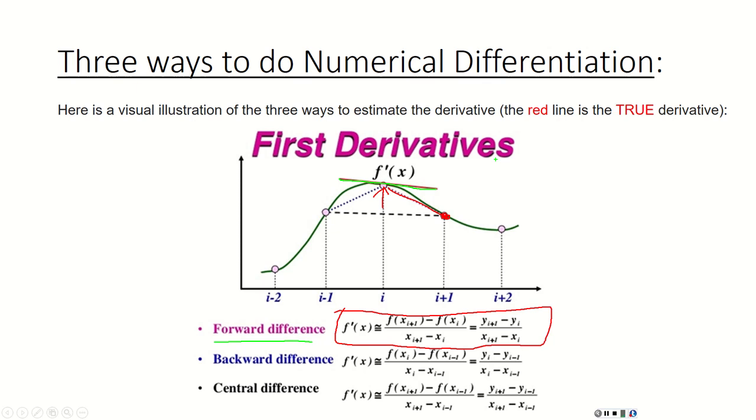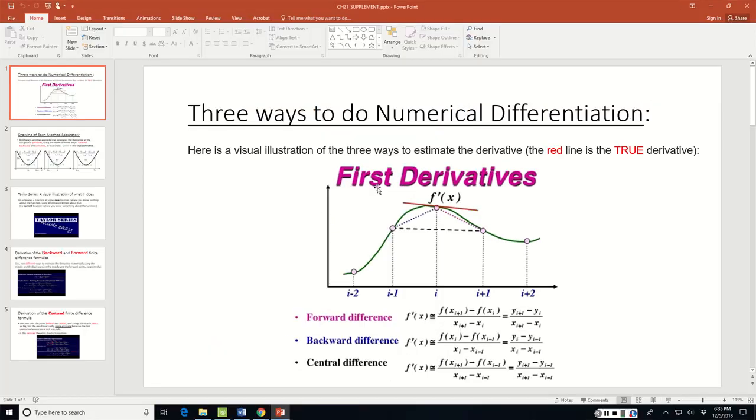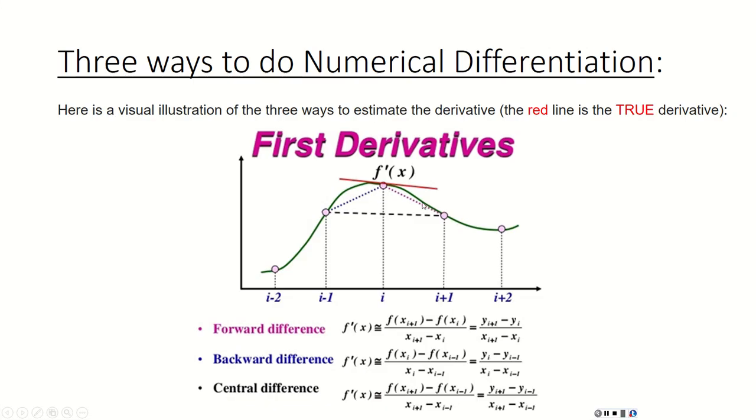Second thing you can do is you can use the middle point, which is the point where you're trying to estimate the derivative, and you can use the backward point. So you can take a small step back, right, and use the backward point. So your estimated derivative would be this, but the true one is actually this one.